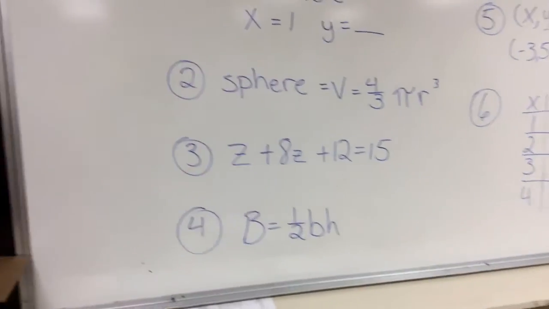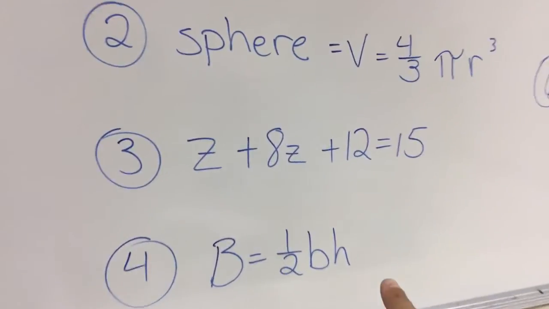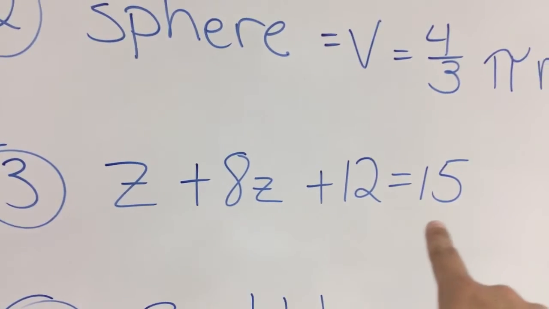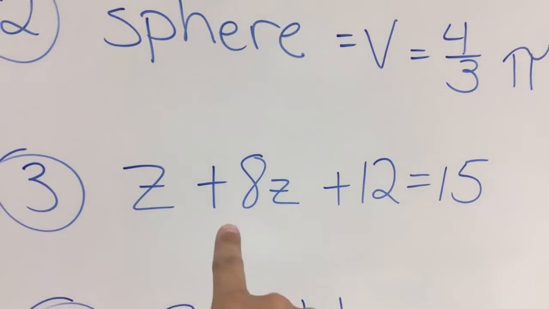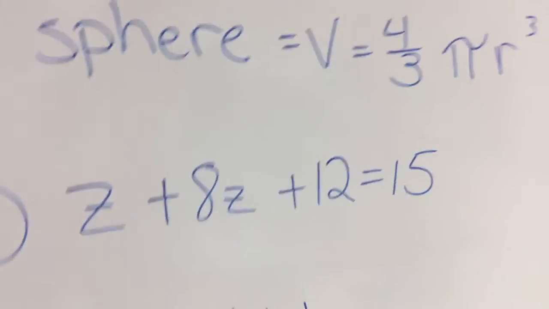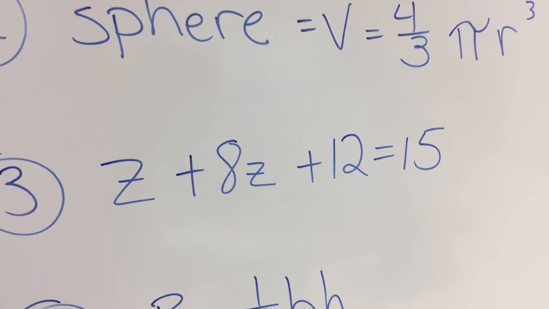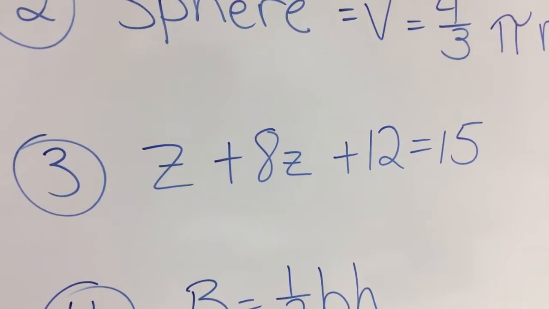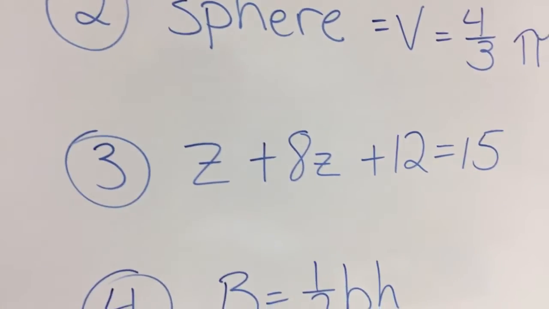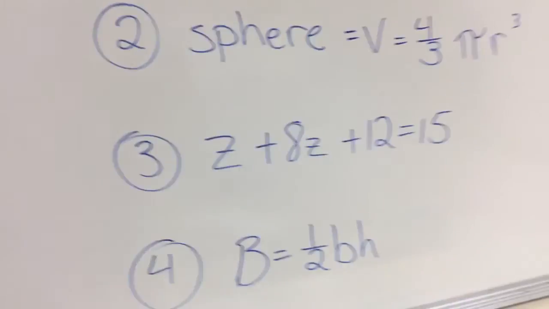All right, number 3, solve the equation below. So what I did here is I just went ahead and distributed out all the information. So it's gonna be z plus 8z plus 12 equals 15. So what you are going to have to do from there is combine those like terms and then solve for the variable, okay? All right, that was number 3. Sorry, I'll take some time in between so you can pause it and stuff.